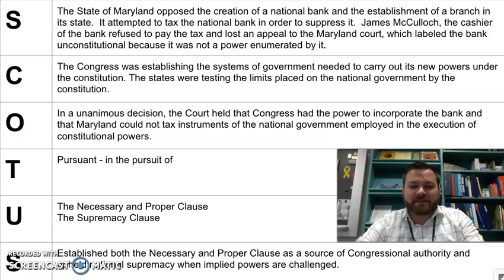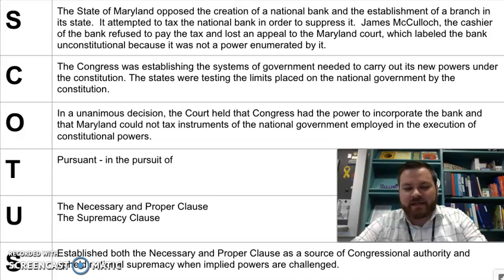Maryland's argument was basically, you can't find the word bank in the Constitution. If you look in the Constitution, create a bank is not one of the enumerated powers. That's not listed by the Constitution as something that Congress has the power to do. So they're trying to do a very narrow reading of the Constitution. Basically, if the words aren't in there, you don't have those powers.